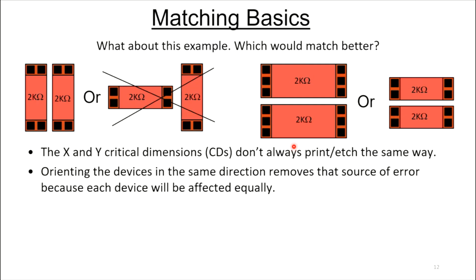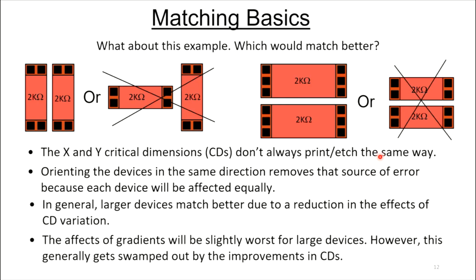Now, this last example, let's say we have 2 resistors that are relatively fat and 2 resistors that are kind of skinny. Which of these would match better? And here you're going to get rid of the skinny resistors. The larger devices are going to tend to match better. And that's because of CD variation. These things don't always print the same every time. And a slight variation in size can affect the skinny resistors way more than that same slight variation in size of the large resistors. So generally, large components are going to match better than small components.